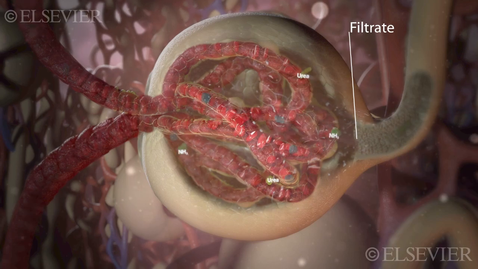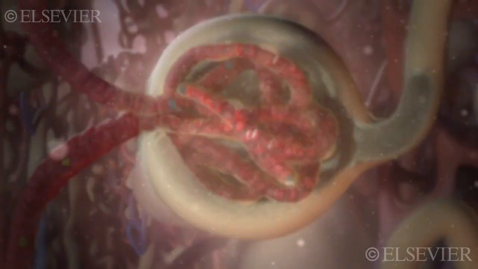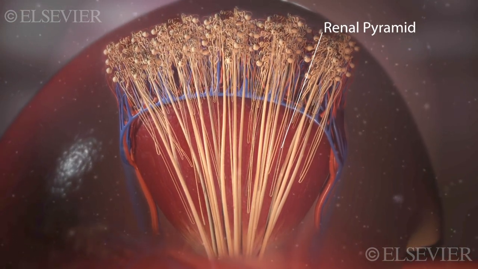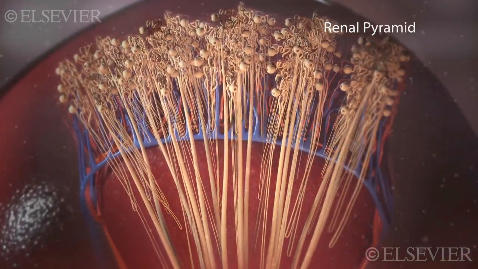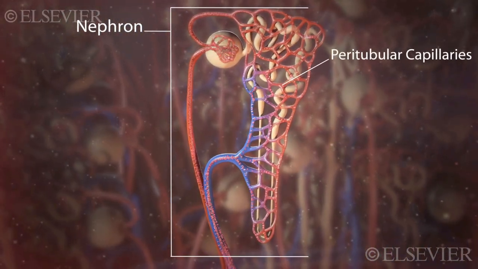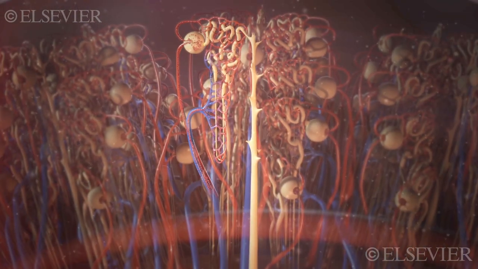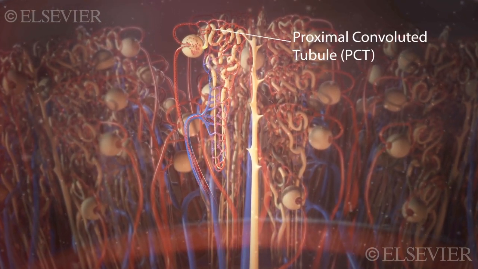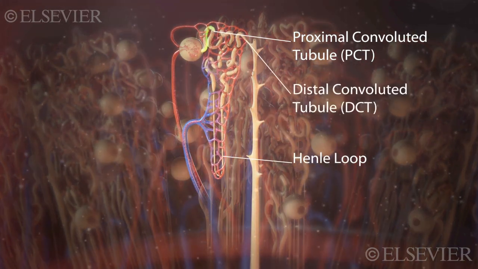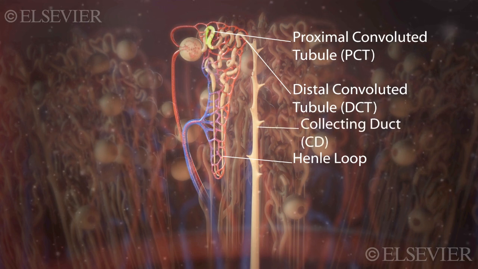Proteins and blood cells are too large to be filtered through the wall of the glomerular capillaries, so they remain in the blood. Most of the renal pyramids consist of the renal tubules of the nephrons. The nephrons are surrounded by peritubular capillaries, which branch off of the efferent arteriole. The filtrate continues its journey through the proximal convoluted tubule, or PCT, the Henle loop, the distal convoluted tubule, or DCT, and then into a collecting duct.